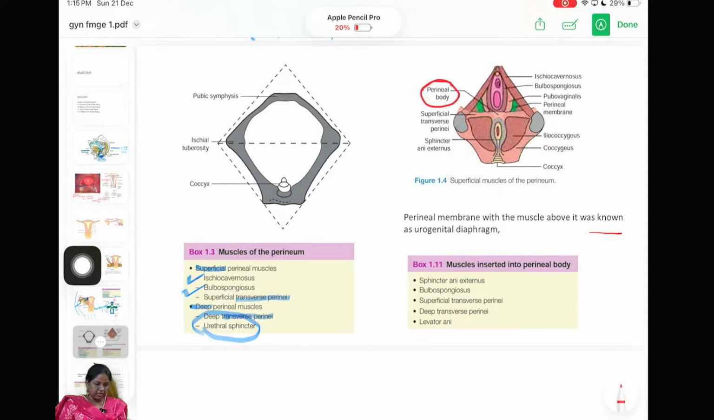Okay, this is the perineal body. This perineal body will be found in the center, and it will have lots of muscles. So what are the muscles you know of? One is superficial transverse perineae, one is deep transverse perineae. Apart from that, there will be bulbospongiosus, and additionally there will be external anal sphincter and levator ani. So superficial and deep transverse perineae and bulbospongiosus, and apart from that, the anal sphincter is also involved, and also levator ani.